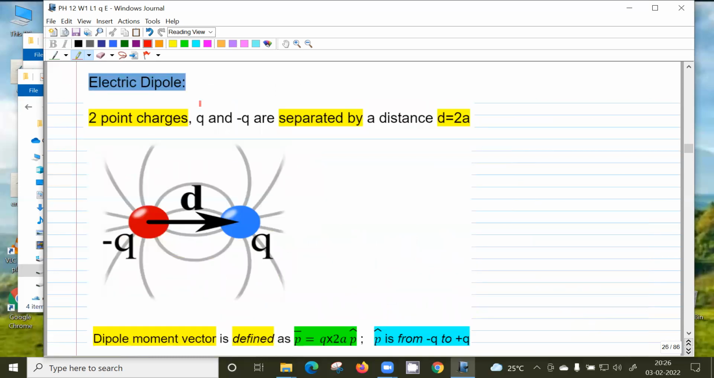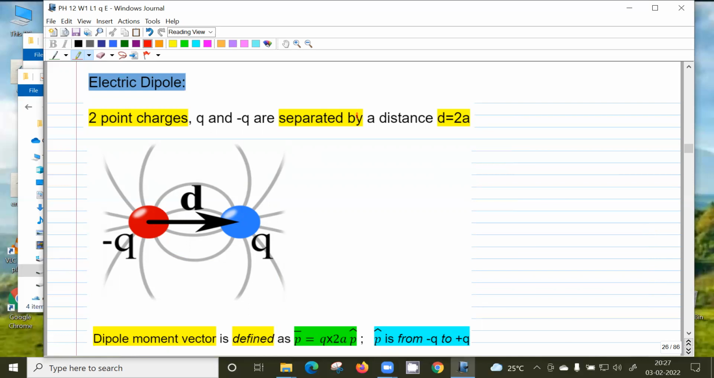Electric dipole, you know, right? What is a dipole? Two equal and opposite charges separated by a distance. One more thing is there: the distance should be very small. Because just separated by a distance means it's like using Coulomb's law. But when the distance is very small, then we can make some approximations, which will become interesting.